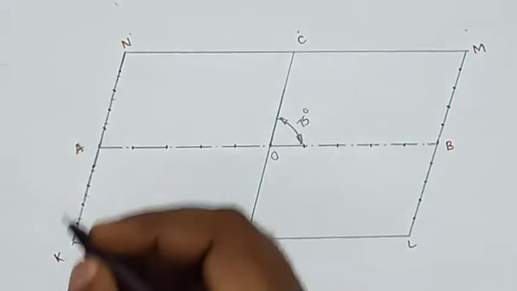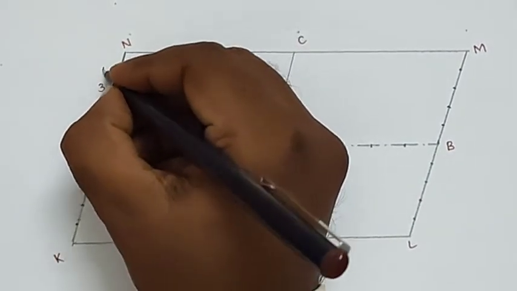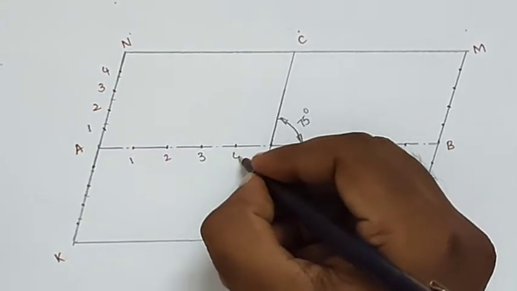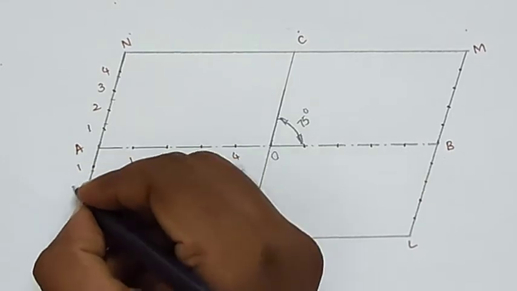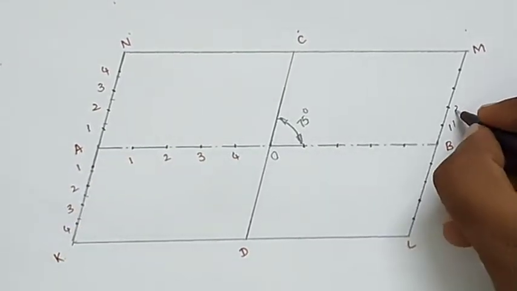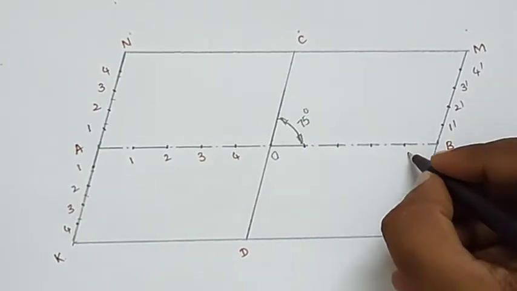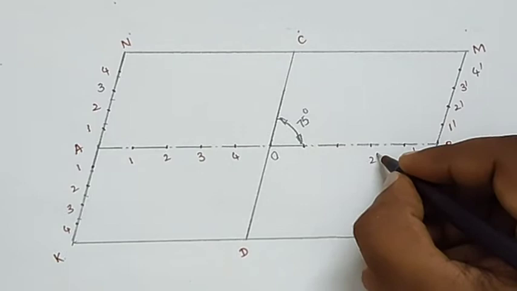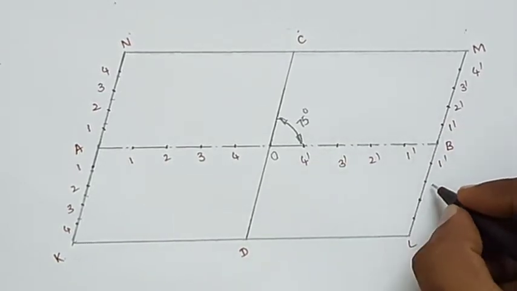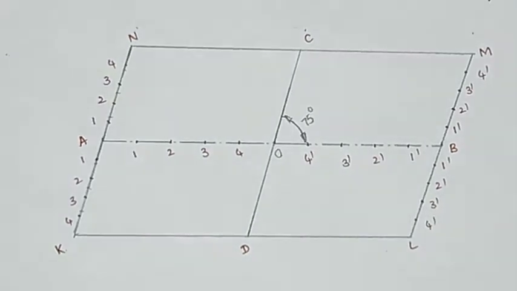Like that. So now we will give the naming here: 1, 2, 3, 4. Here also 1, 2, 3, 4 points. So here we will get 1 dash, 2 dash, 3 dash, 4 dash points.